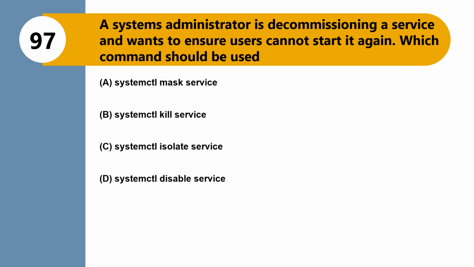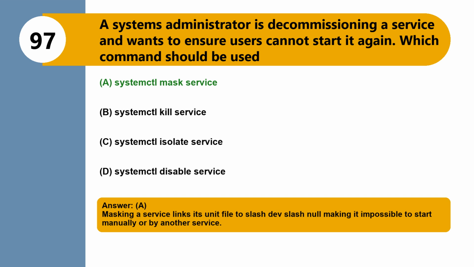Question 97. A systems administrator is decommissioning a service and wants to ensure users cannot start it again. Which command should be used? Option A, systemctl mask service. Option B, systemctl kill service. Option C, systemctl isolate service. Option D, systemctl disable service. The correct answer is option A, systemctl mask service. Masking a service links its unit file to /dev/null, making it impossible to start manually or by another service.